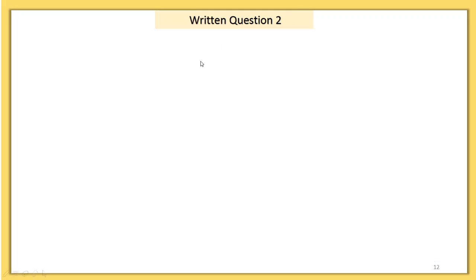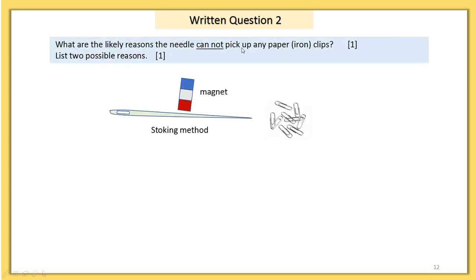Question 2. What are the likely reasons the needle cannot pick up any paper iron clips? List 2 possible reasons. Most of the paper clips are made of iron, so normally the question will not include paper iron clips. It only indicates paper clips. Look at the picture. It's using stroking method. First, you can ask, is the method correctly used? Number 2, you can ask whether the needle is the right type of material.